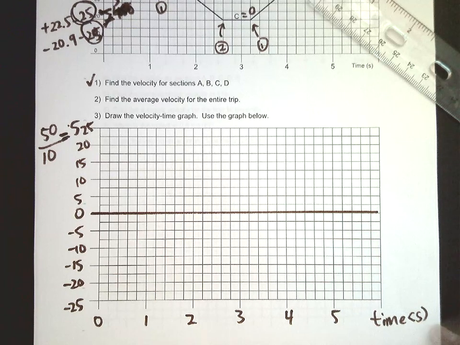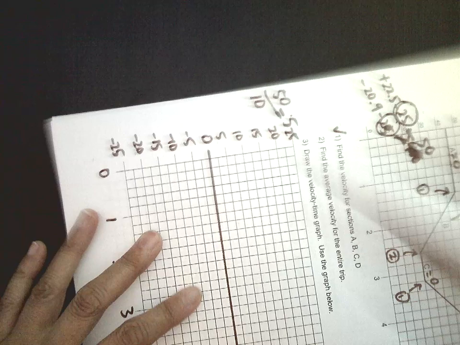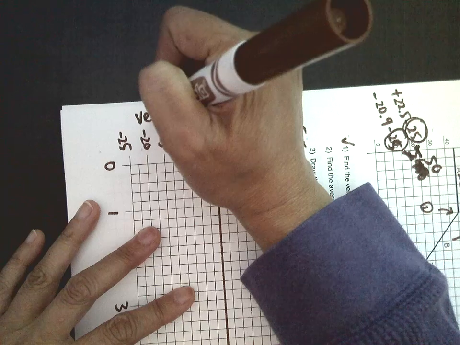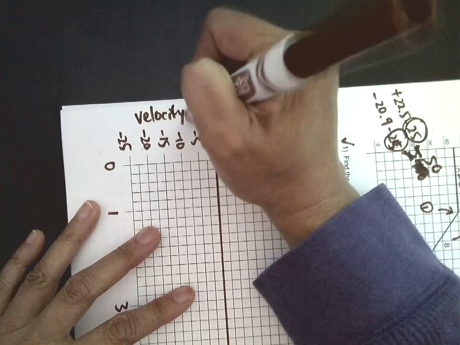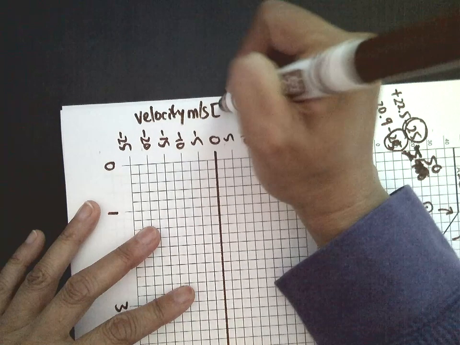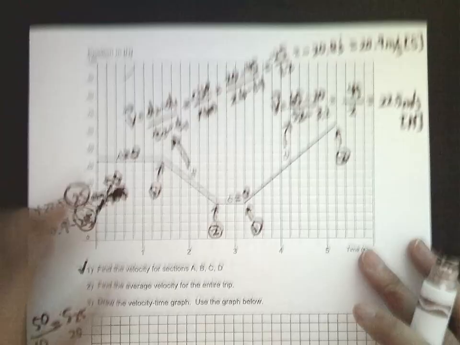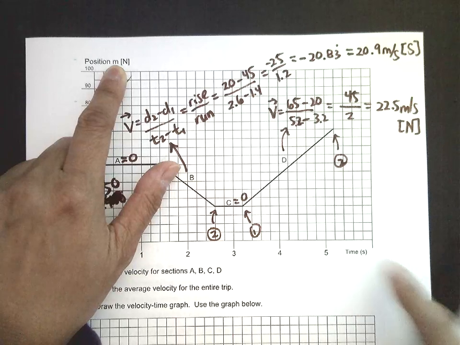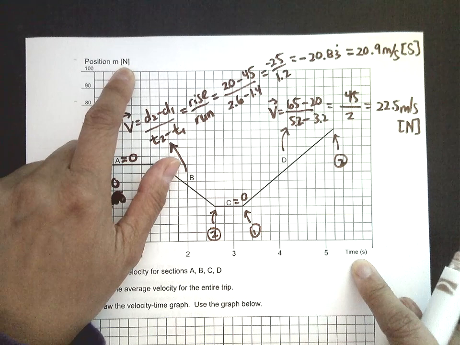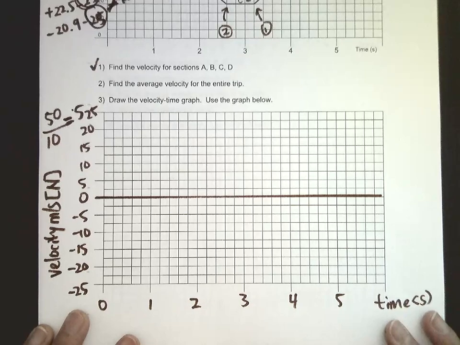We have time over here, and on this side here, we'll have velocity. The velocity is going to be in meters per second, and the positive side is north. Okay, how did I get meters per second? Well, I've got meters over here, seconds over there, and the positive is north according to the graph before.